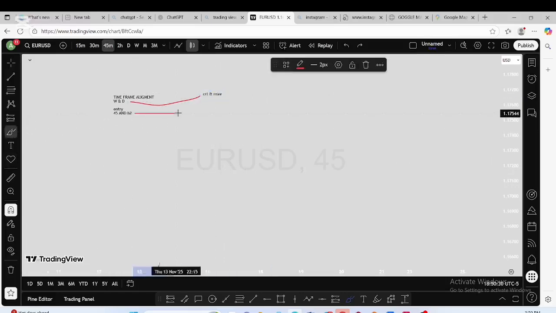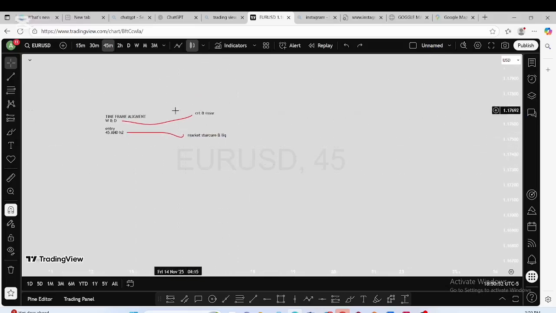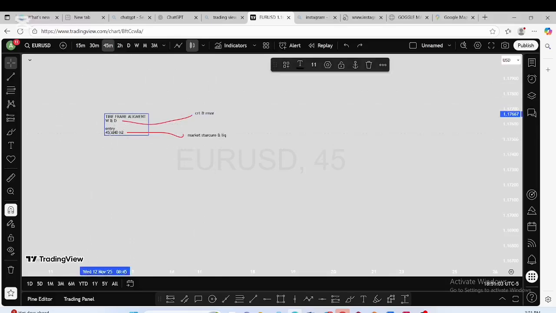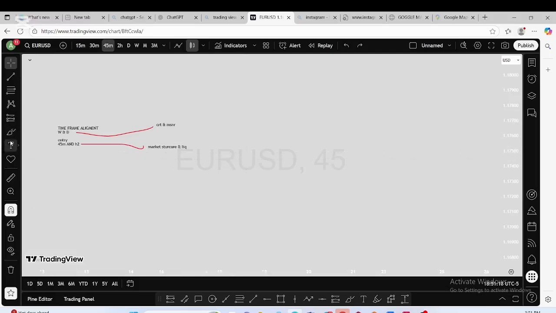And for my entry, I use the concept of market structure and liquidity. That's just the way I build my bias. Building my bias, I use my higher time frame, I use CRT and MSNR. Entering my entry time frame for 45 minutes and 2 hours, I use market structure and liquidity. That's just it.